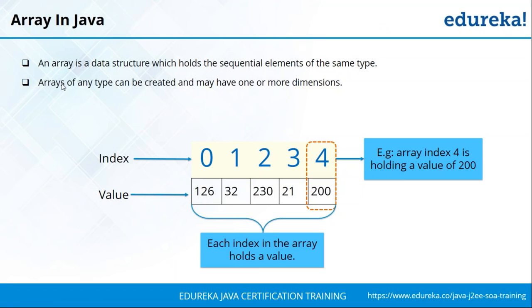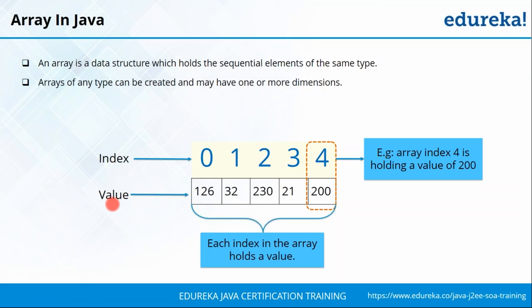Now an array is used to store elements of the same type in a sequential order. An array can also be single dimensional or multi-dimensional, and each array has mainly two components. The first is its corresponding index and the second is the corresponding values.